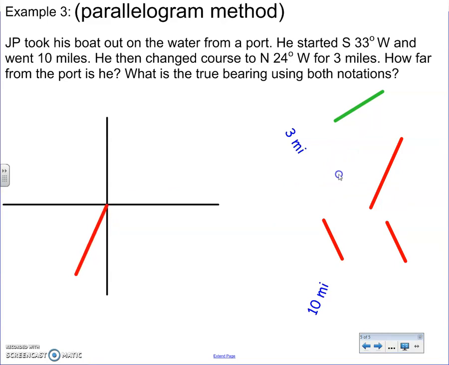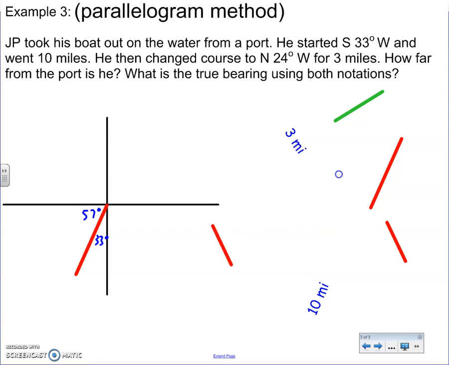So this right here is a 30-degree angle. And this makes a 57-degree angle because it's going to make 90. All right, and then this is called the parallelogram method. So you'll see what I make in a second. It says next he changed course to north, going north 24 degrees west for 3 miles.